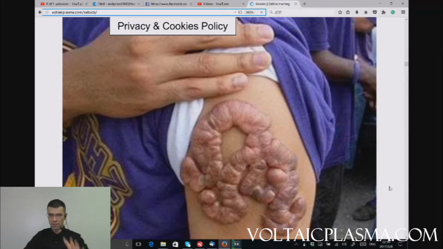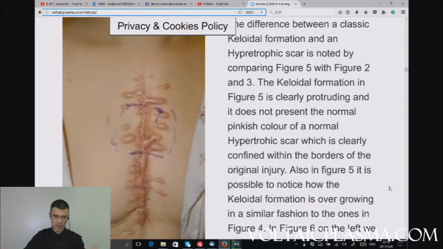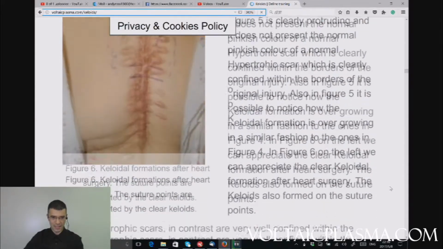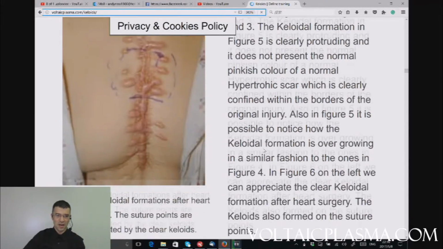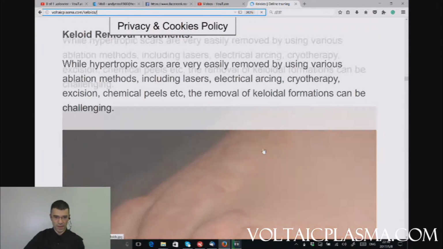They've got to be treated in various ways, and one of the ways is by cutting them using normal surgery. You can burn them by using voltaic arcing, lasers, and so on. This is another picture of a keloid after surgery on the chest, and this is quite interesting because you can see the signs of the sutures and also the cut in the middle of the chest. Very likely an open heart surgery, and that is quite typical of surgical procedures.